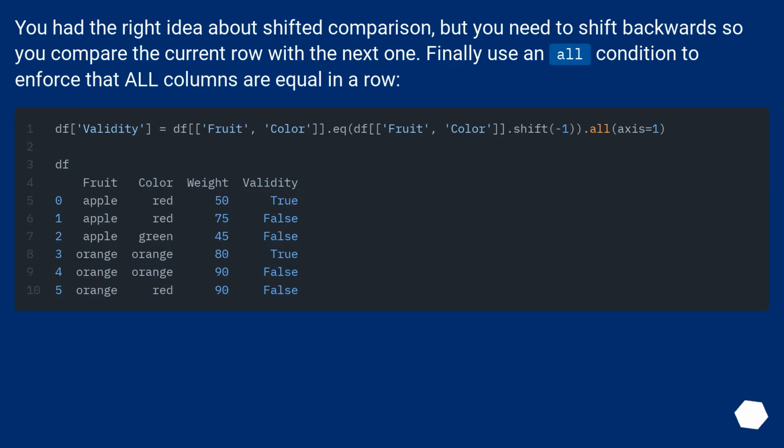You had the right idea about shifted comparison, but you need to shift backwards so you compare the current row with the next one. Finally, use an all condition to enforce that all columns are equal in a row.